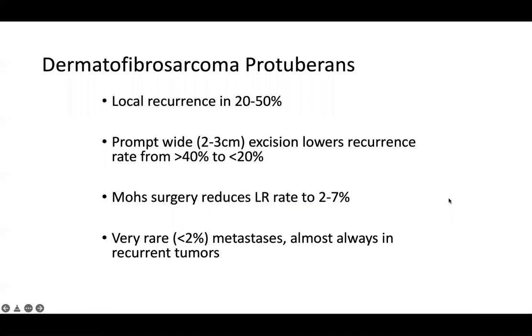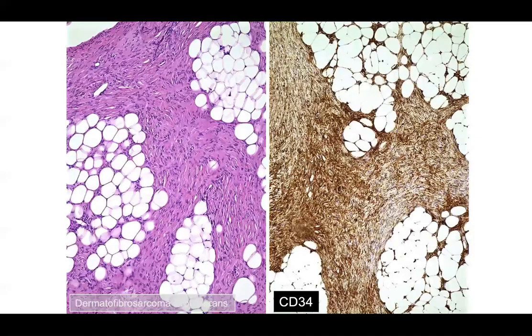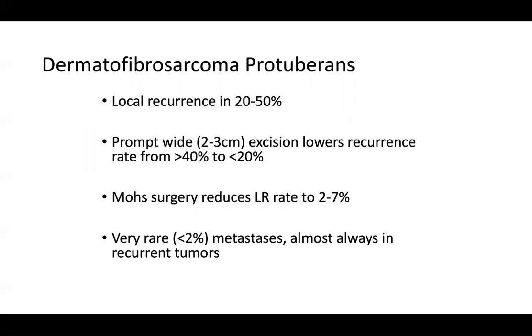Unfortunately, with DFSP, you can have local recurrence in up to 20 to 25% of cases. If you see that histology, you're going to want to get a 2 to 3 centimeter margin excision, because that's going to lower the recurrence rate from greater than 40% to less than 20%. Now, unfortunately, 20% is still a very high recurrence rate. Mohs surgery reduces the recurrence rate to 2 to 7%.